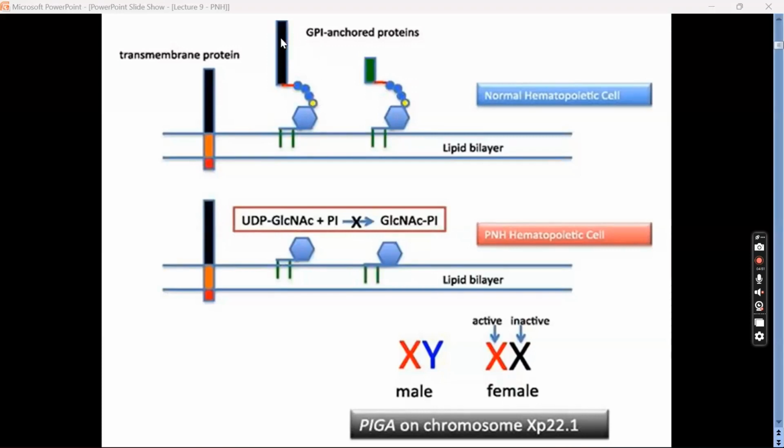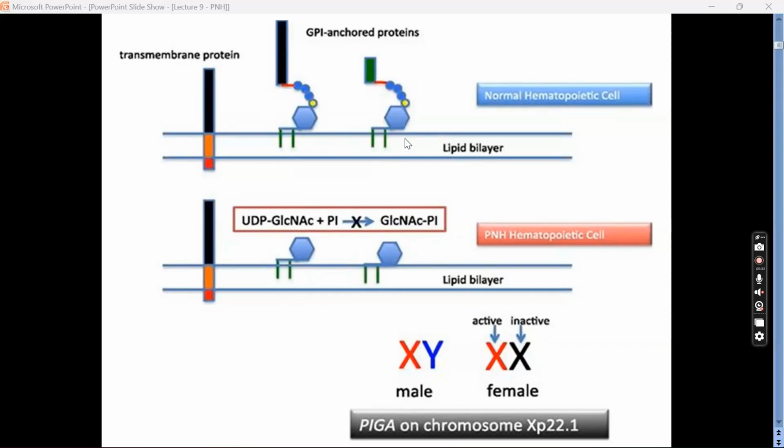This particular protein has a very important function in protecting the cell. When it is lost, the cell may undergo damage or even cell death. Now, this is the normal condition. In PNH, there may be a mutation in the PIGA gene, and this protein will not be encoded. So this protein will not be attached to the cell membrane. There is loss of these proteins, which may lead to cell damage or cell death.